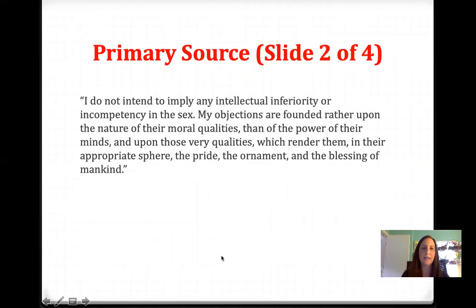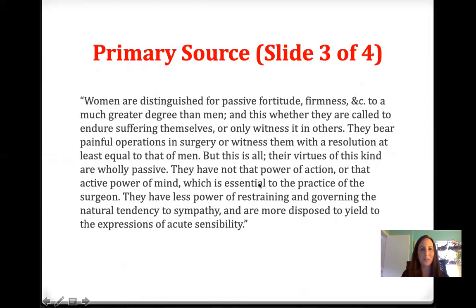He goes on: "I do not intend to imply any intellectual inferiority or incompetency in the sex of women. My objections are founded rather upon the nature of their moral qualities than the power of their minds, and upon those very qualities which render them in their appropriate sphere the pride, the ornament, and the blessing of mankind." So he's saying that women are an ornament. You could say that this is a pretty interesting argument, that he's saying women are perhaps intellectually equal, but they're morally inferior. It's a little confusing, but it definitely does not seem to be complimentary to women.